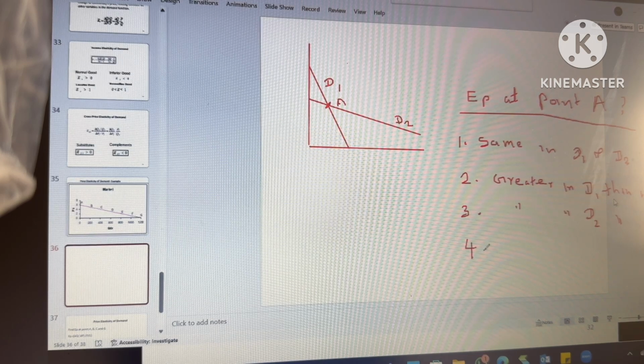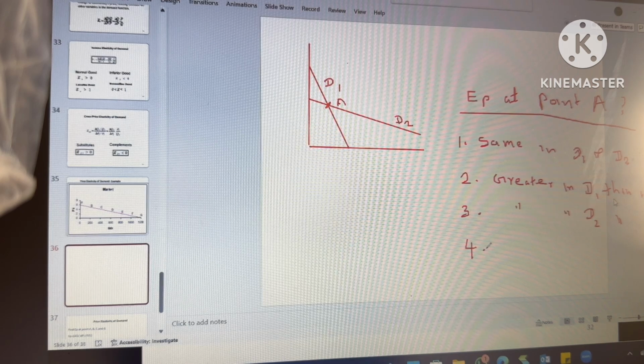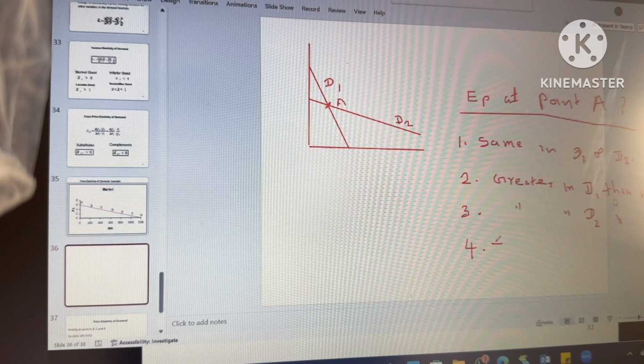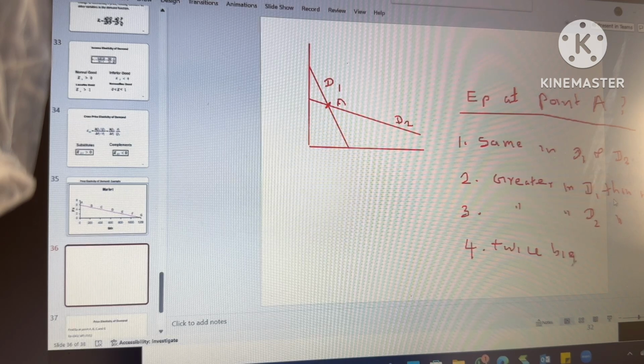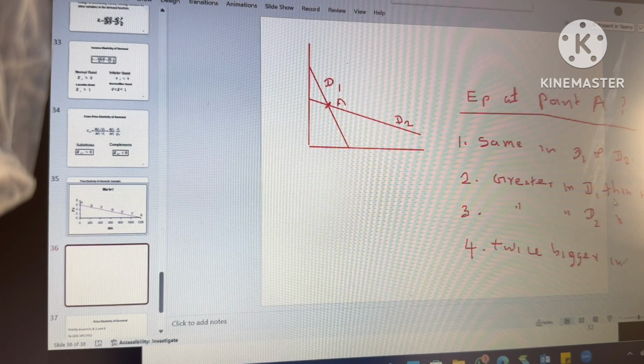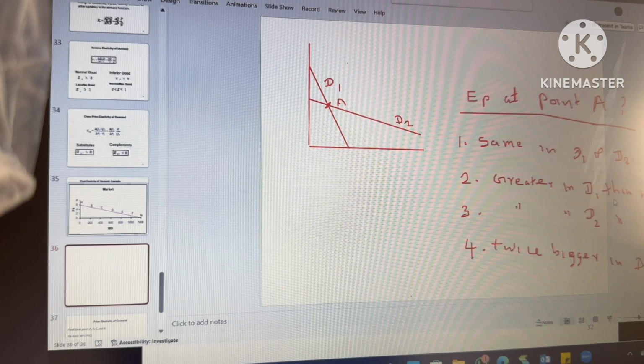Number 4, twice bigger, twice larger or bigger in D2 than in D1. Can you read these answers? If you want, I can read it again.